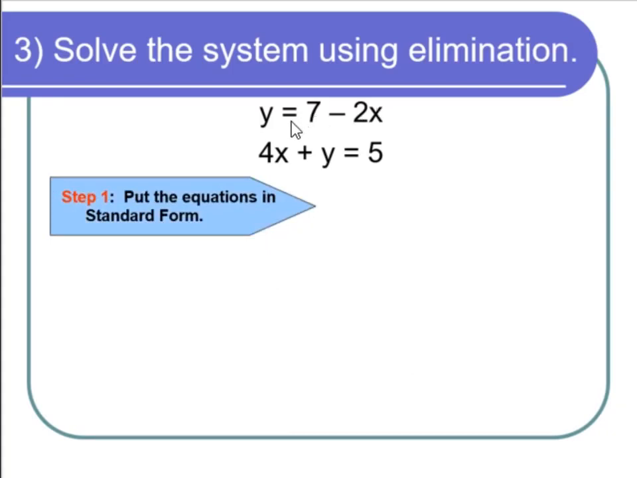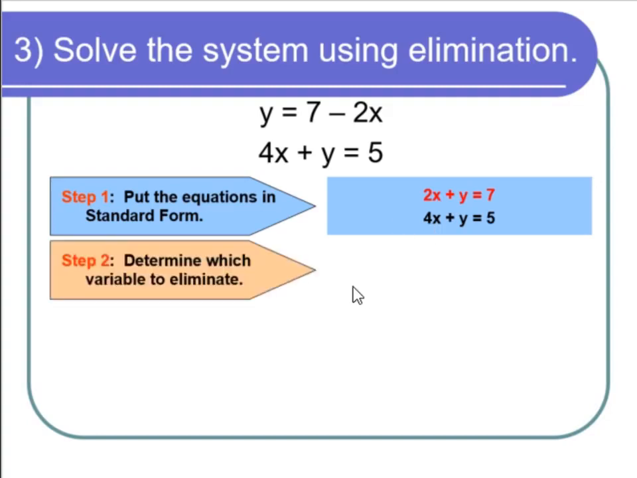The first equation is in slope-intercept form, and to make it in standard form, we move negative 2x to the left side of the equal sign, and it becomes positive 2x, and that is by the addition property of equality. Equation 1 will become 2x plus y is equal to 7. This time, equation 2 is already in standard form. That is 4x plus y is equal to 5. We just copy it.